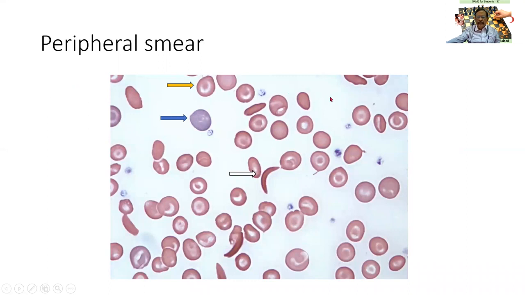This is a peripheral smear in a case of a sickle cell anemia. I am able to see normocytic RBCs throughout, a good number of normocytic RBCs, whereas some, as the white arrow is pointing to, is appearing crescentic or hammock shaped. A good number of cells are target cells. They have a central hemoglobinization and peripheral hemoglobinization.